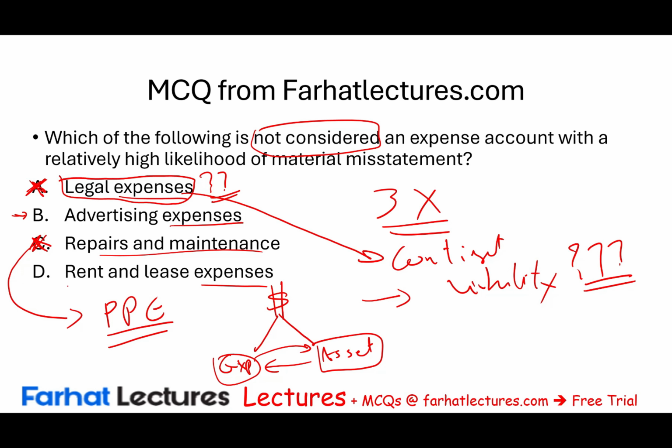Let's look at B and D, rent and lease expense. Well, rent and lease expense, you would think it's pretty straightforward. Yes, you pay your rent every month. That's easy. You have a rental agreement. How about the lease? For the leases, you have to be careful whether it's an operating lease or a capital lease because it makes a difference. Therefore, D compared to B has a high likelihood of material misstatement relative to B. So I would say B has the least likelihood of material misstatement, which is the answer: not considered an expense account with relatively high likelihood of material misstatement.